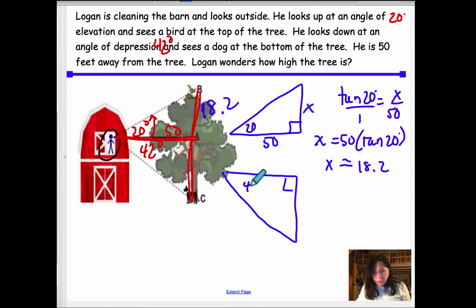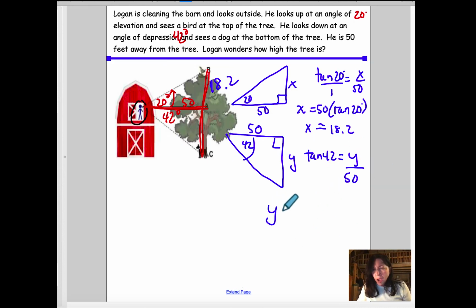Now I have to do the bottom one like this. This is 42, and we're trying to find this value. Let's call it y. We also know that's 50. We're going to go tangent of 42 is equal to opposite over adjacent. I'm going to cross multiply on that. I'm going to get y is equal to 50 times tangent of 42.